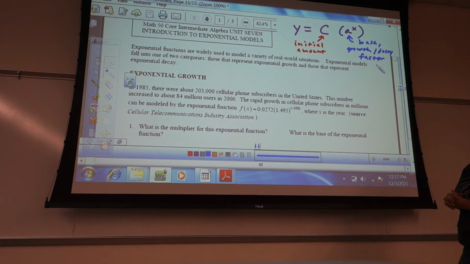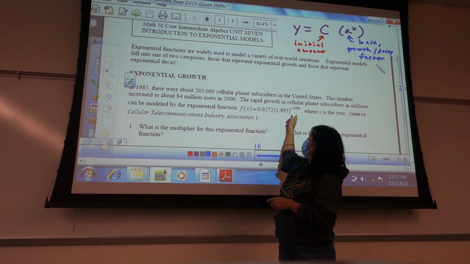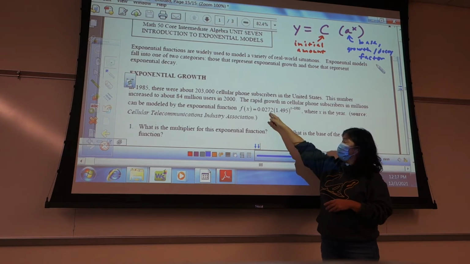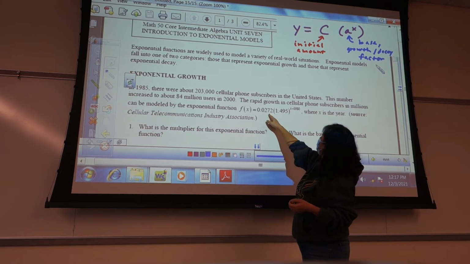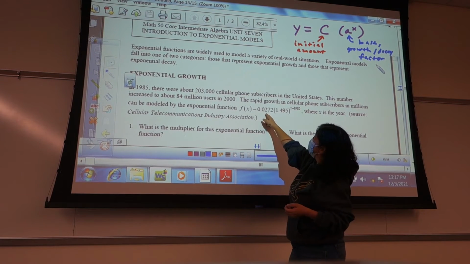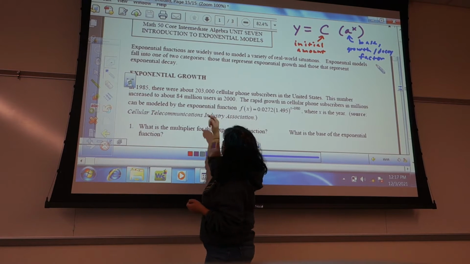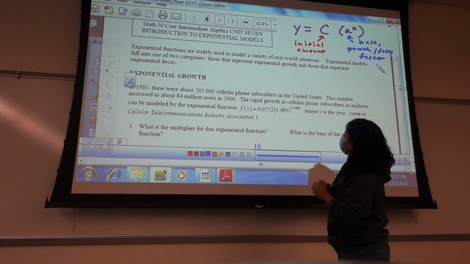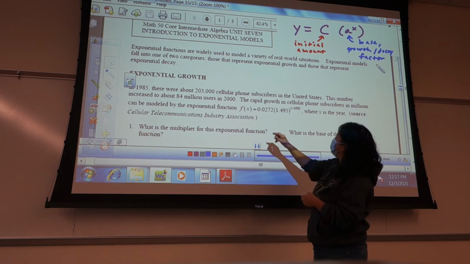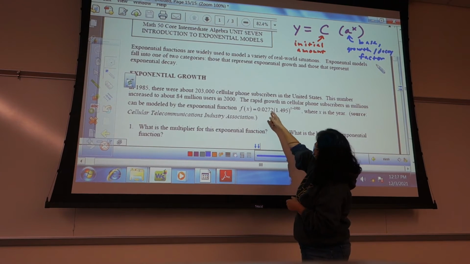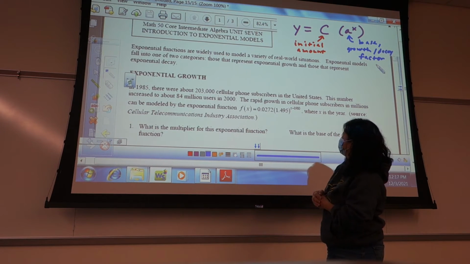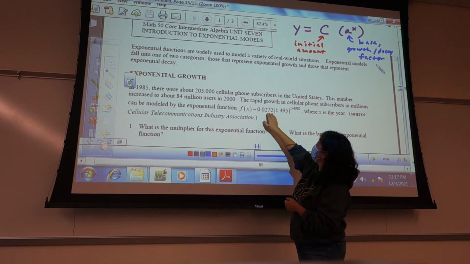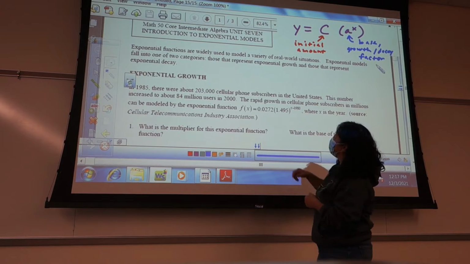So what's my C here? What's my C? 0.0272. That's my C. That's my initial amount. So that means I started with this many people, we started with in 1980. Wait, it's 1980. They didn't tell us. Okay, so in 1980, there were this many million cell phone people. So it means that there are 27,000 cell phone people in 1980.